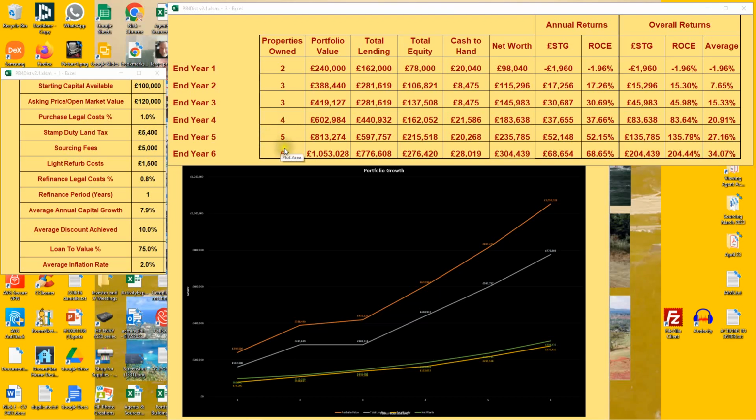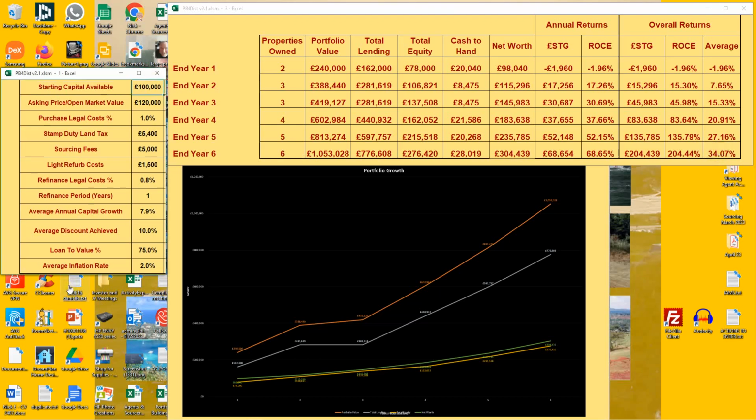Okay, so in our standard setup we're looking at having 6 houses, 6 properties in the portfolio, and an average return over the 6 years of 34.07%. So effectively, in numbers terms, because we've employed £100,000, what we're saying is over the 6 years we've received an average of £34,000 increase in value each year.